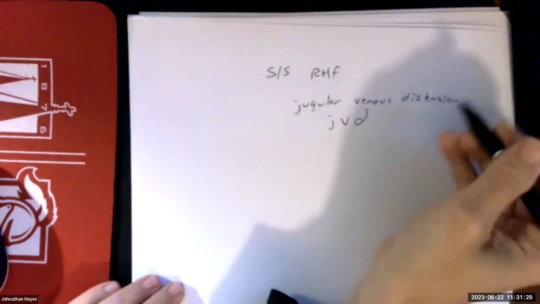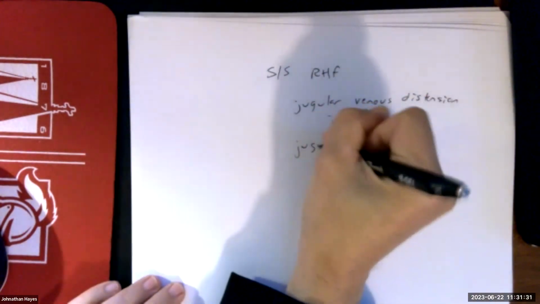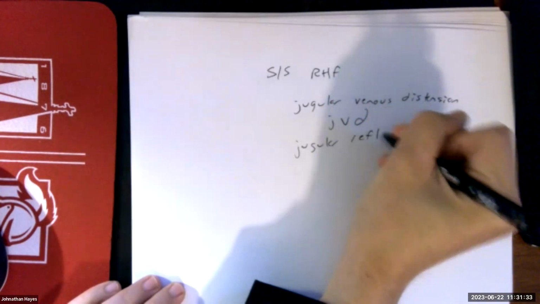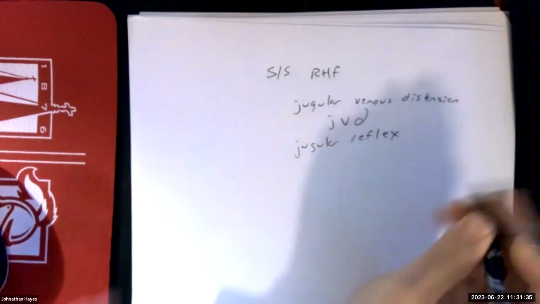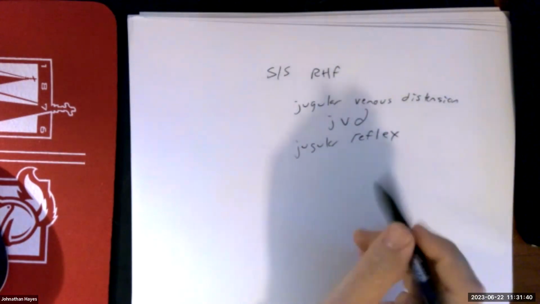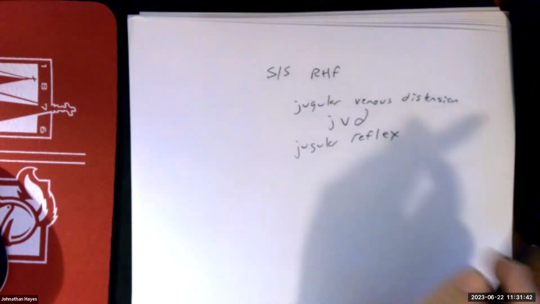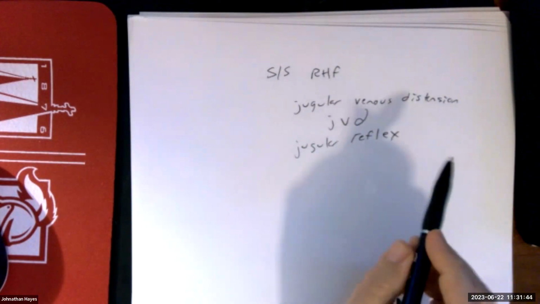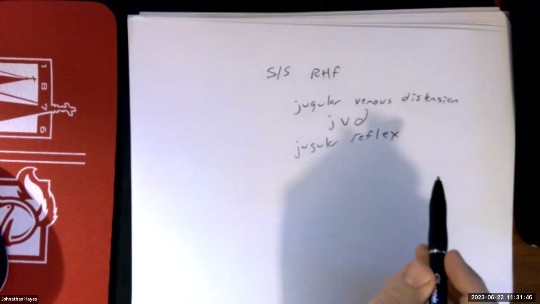So jugular venous distension, they can also have a jugular reflex, which I'll show you how that works in just a minute. I think I showed my class, because this was one of the things that I demonstrated to one of my Amish patients. I used to live in Indiana for like 12 years.